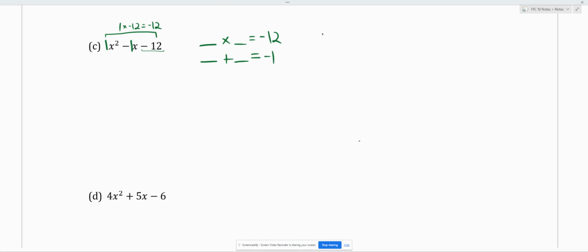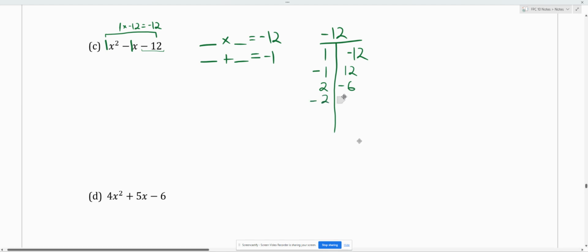Okay, so let's dive into this. -12, let's break it into its pairs of factors. We have first 1 times, and one of them has to be negative, so I'm going to write this as 1 times -12. And then there's the opposite, where -1 times positive 12. Okay, neither of those add to give me -1. Let's move on. There is 2 times -6 and -2 times positive 6. Neither of those work. Let's try another one.